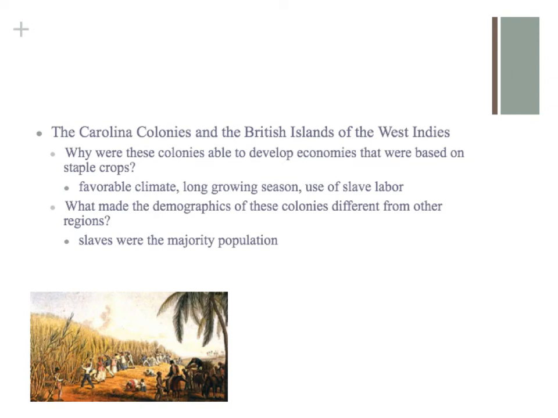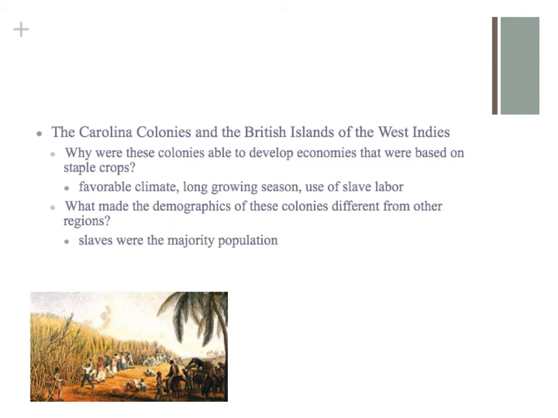Now we move further south with the Carolina colonies, and for the first time we actually get out of what we now know as the United States with the British islands of the West Indies and the Caribbean. So these colonies, as far as their characteristics go, their economies are based on staple crops. They pretty much produce one product for export to America and to England and to other places in the English Empire. And the reason they can do that is because, just think about what it's like in the Carolinas. Think about what the climate's like in the Caribbean. It's pretty much nice all year round.